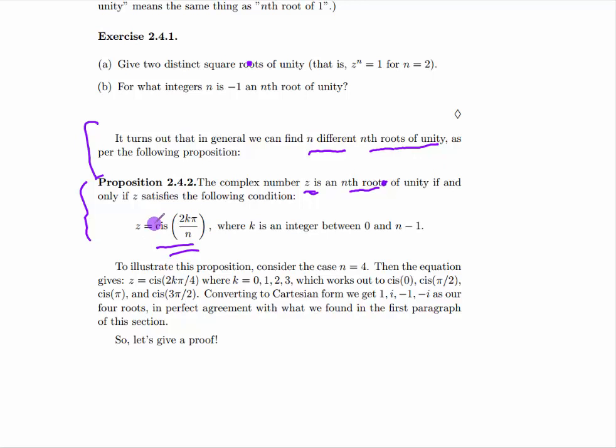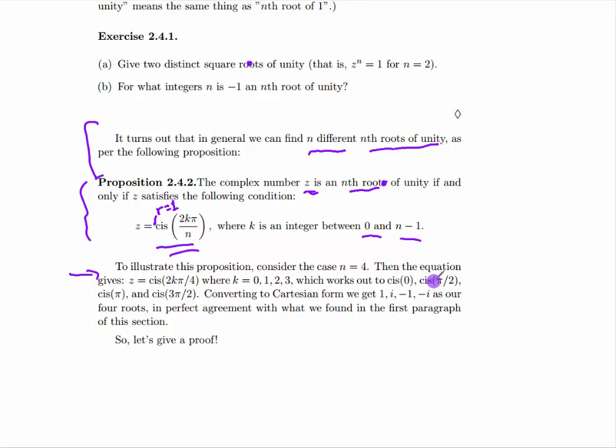So what does that mean? That means that the modulus r is equal to 1, and the argument, or angle, has the form 2 pi k over n, where k is an integer between 0 and n minus 1. So let's look at a specific example. When n equals 4, this equation gives what? It gives z equals cis of 2k pi over 4, because n equals 4. And k is an integer between 0 and n minus 1, so that means k can be 0, 1, 2, or 3.